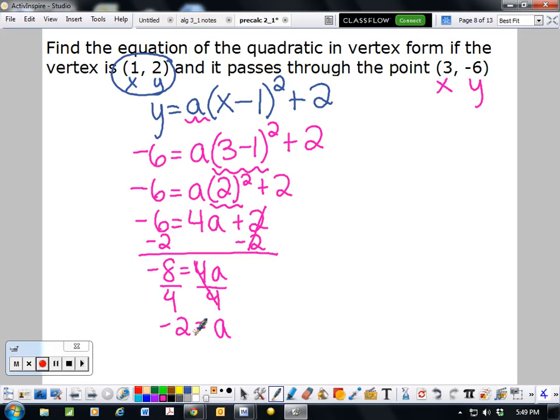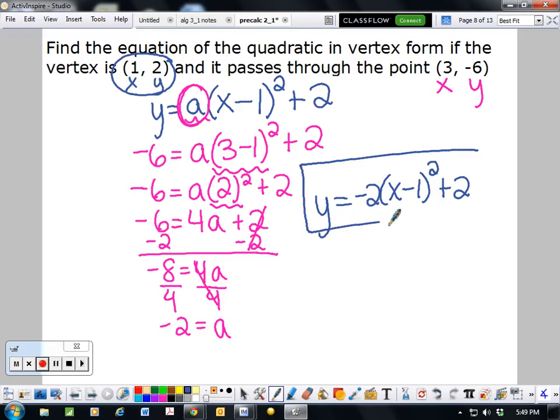And so now I have this last piece I need to write my final equation. So now I'll write my equation. Y equals, my a is negative 2, and then everything else is the same. X minus 1 squared plus 2. And that's the equation of our quadratic.